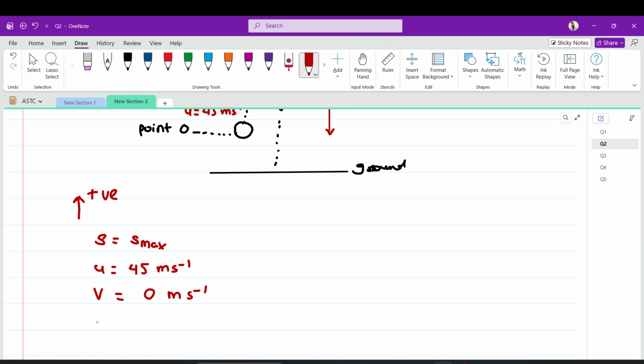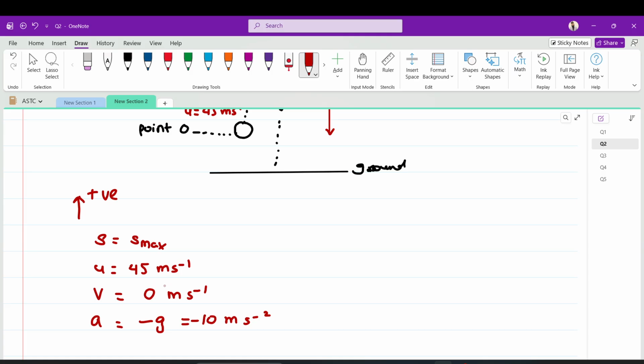Okay, then after V we have A. Because this motion is in vertical direction, the force of gravity will be acting, and that's why acceleration of free fall also acts on it. What is the acceleration? That is g. But upward direction is positive, whereas the force of gravity acts downwards. So this value will be minus g, which is minus 10 meters per second squared.